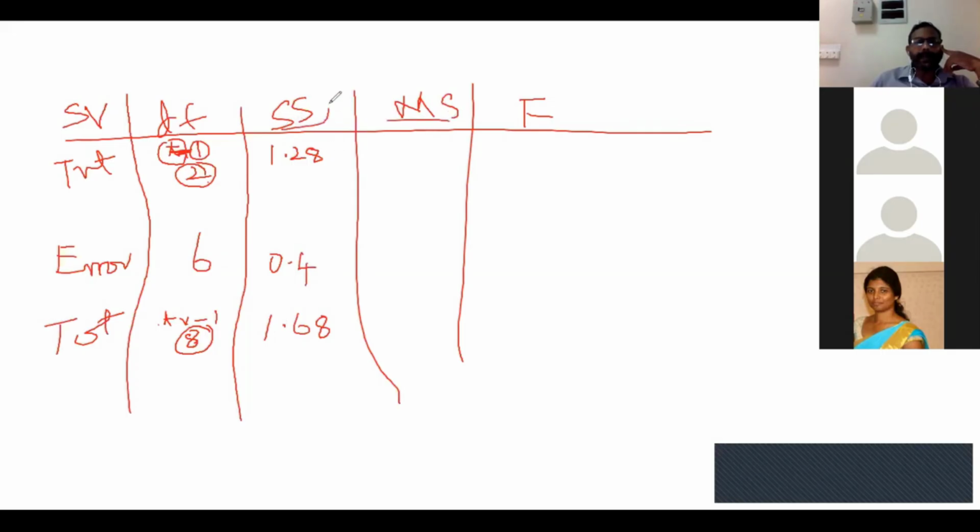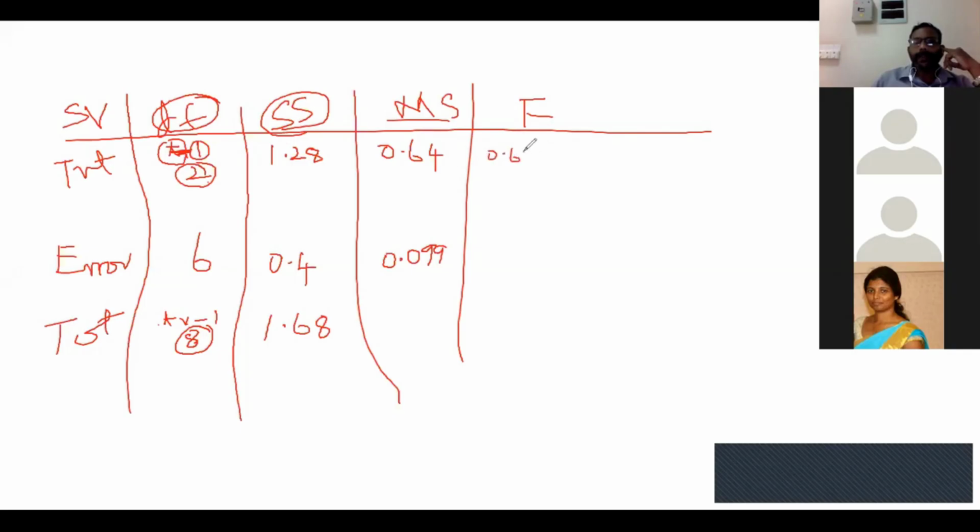Now what is the mean square? Mean square is sum square divided by degrees of freedom. So treatment sum square divided by treatment degrees of freedom. What is the value? You divide by 2, 0.64. What about error? You have to use the calculator. Can someone tell me the answer? 0.099. Okay.